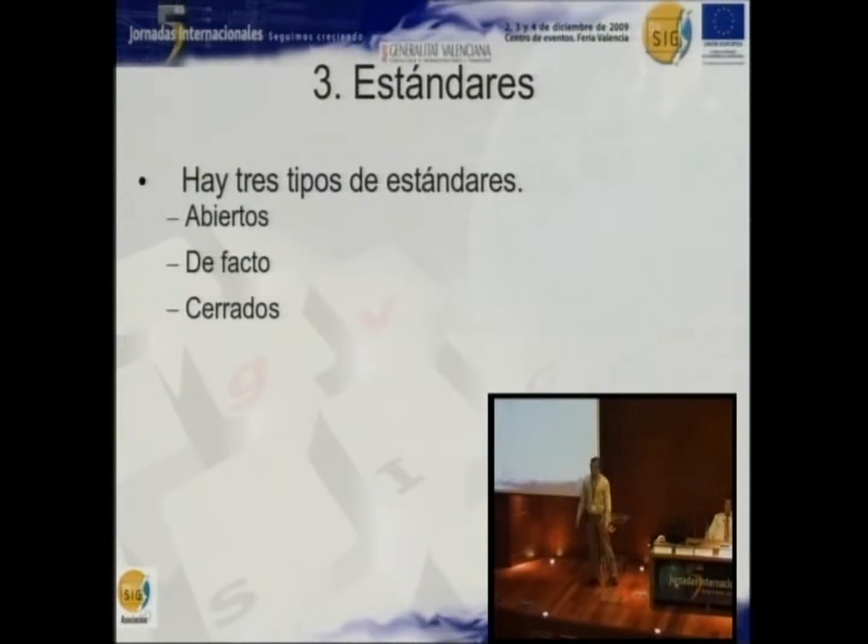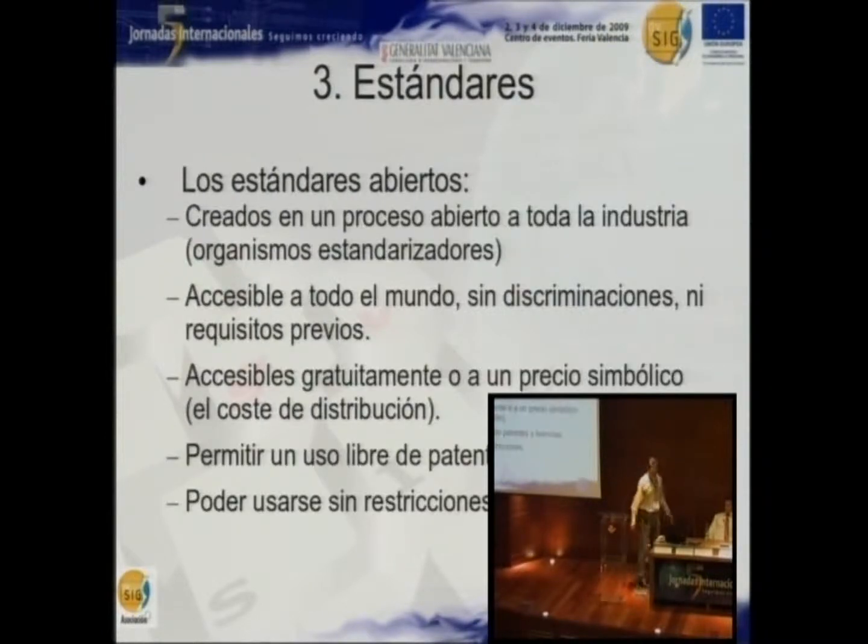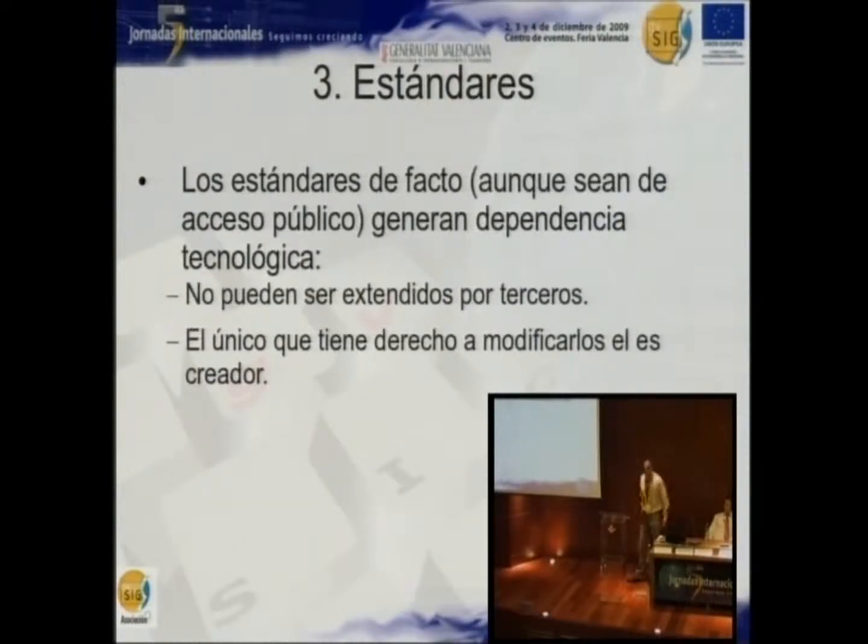There are many types of standards. There are open standards, de facto standards, and closed standards. I will not talk about the last group. Let me comment on open standards, which are the good guys, the nice ones. Open standards are managed by standardizing committees or organizations. They are usually free of charge. You just pay a distribution fee, but it's not particularly expensive. And they allow you to use a number of licenses freely, preventing discrimination. With an open standard, you can basically do whatever you want with your maps and cartography.